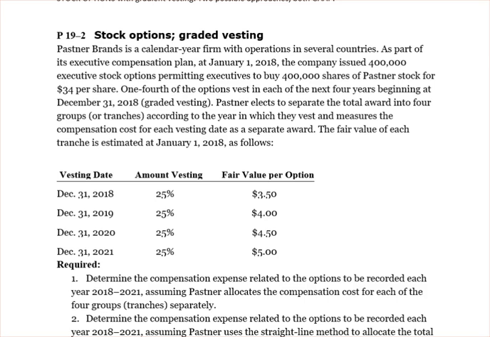So in this case, one option is worth 1 share. So 400,000 shares, they could actually have access to 100,000 shares in December 2018, another 100,000 in 2019, another 100,000 on December 31st of 2020, and the last 100,000 of that 400,000 on December 31st of 2021. Notice that the fair value per option, which is calculated according to BS, is going to be different.